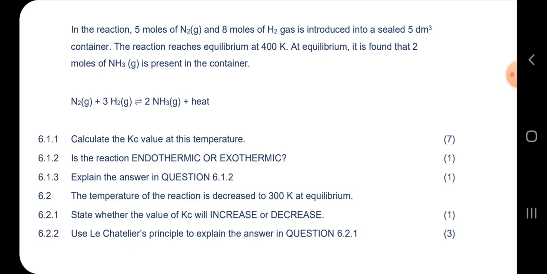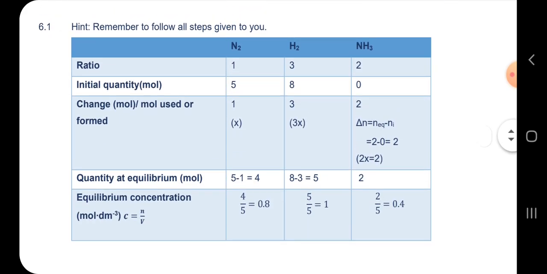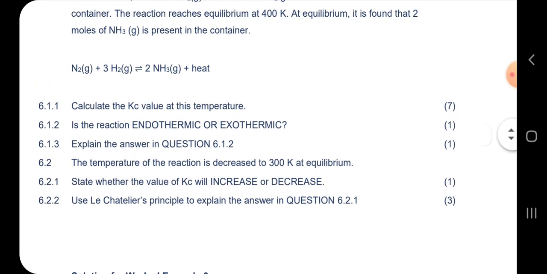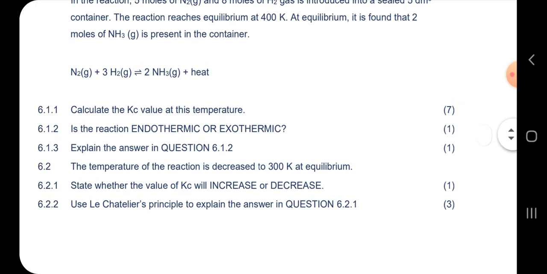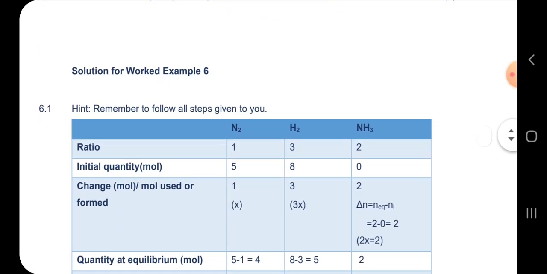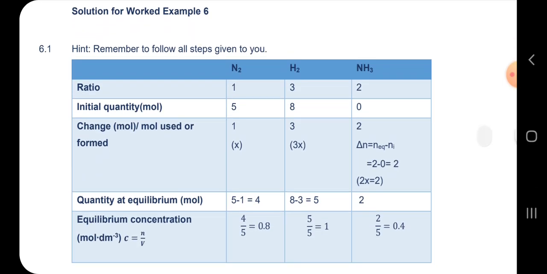This is 7 marks, so I'm going to show you the steps you're going to follow. This is the table that you're going to write. We have H2, we have N2, and we have NH3. Okay, so that's what we have as the product. Write it for the reaction. Those are the things that we have. So you're going to write ratio, initial quantity, change (formed), quantity at equilibrium, and then equilibrium concentration.